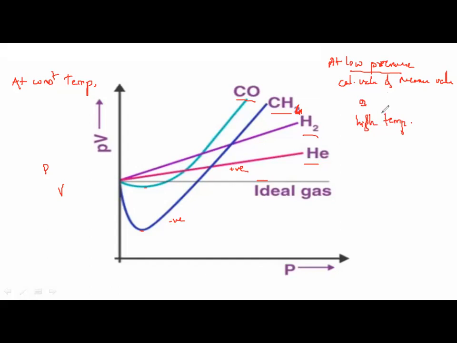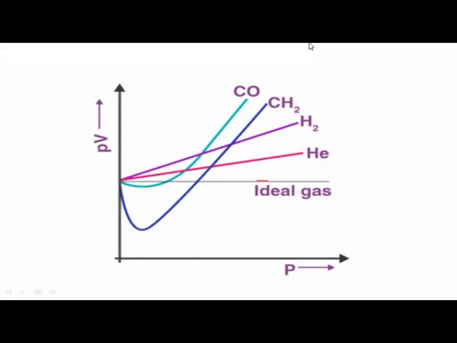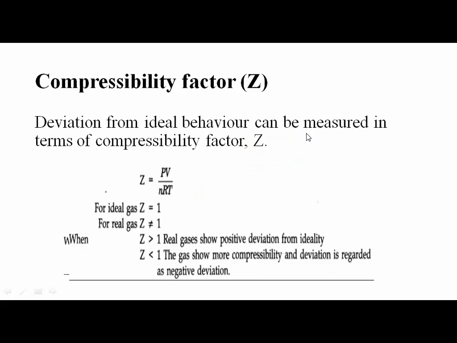So there is a convenient way of showing this deviation of real gases from ideal behavior, and that convenient way is nothing but the compressibility factor. So what do we understand? What explanation does this compressibility factor give us?